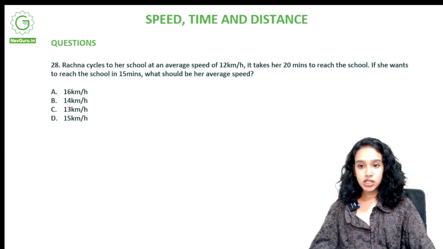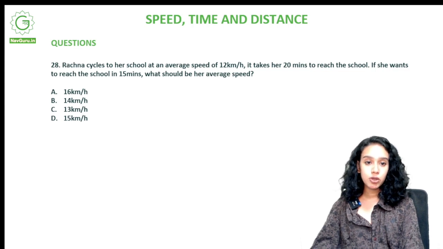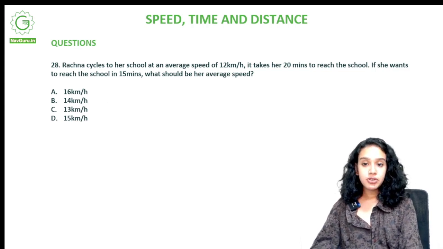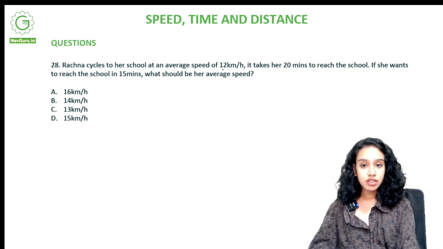Now moving on to the next question. Rachna cycles to her school at an average speed of 12 km per hour. It takes her 20 minutes to reach the school. If she wants to reach the school in 15 minutes, what should be her average speed?